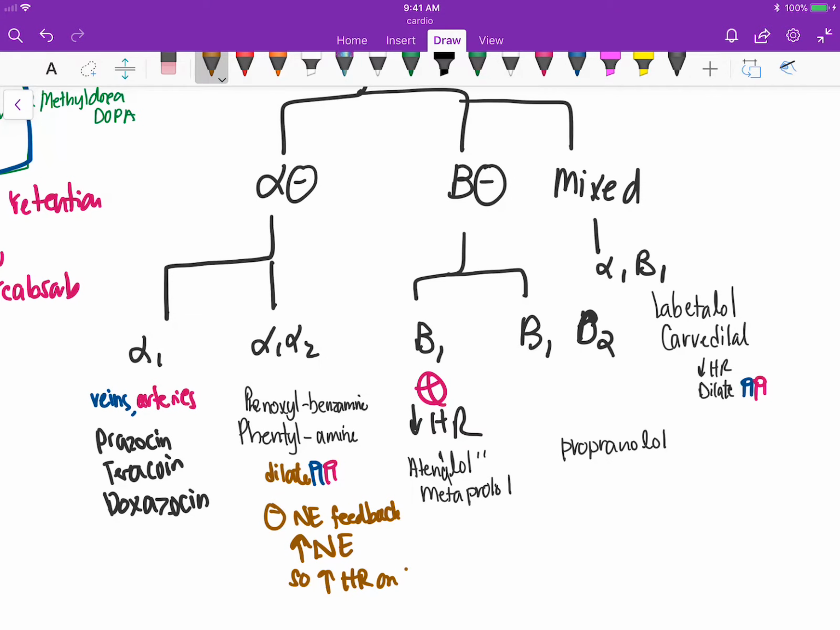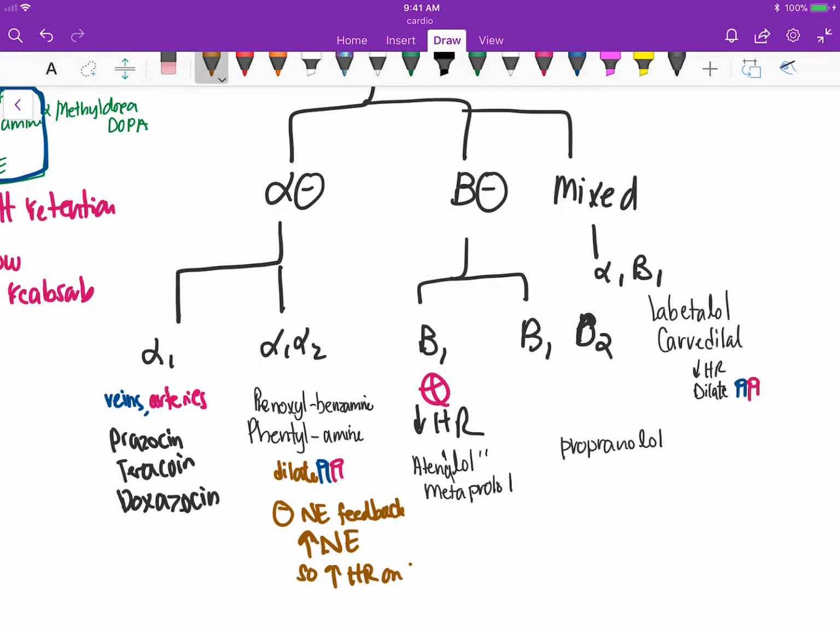So this is pretty much covering it. Also remember that beta 1 receptors are also found on the kidney. So basically, when you have a beta 1 blocker, not only do you decrease the heart rate, you also decrease the renin-angiotensin system. So pretty much dilating all the veins, dilating all the arteries, decreasing contractility.